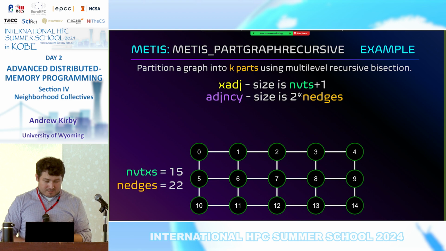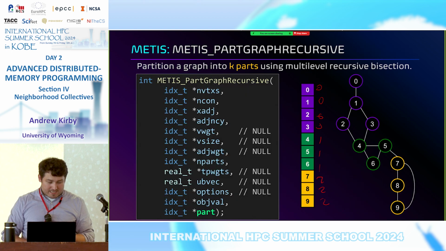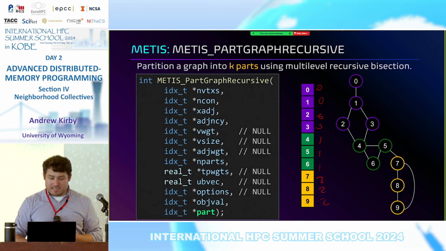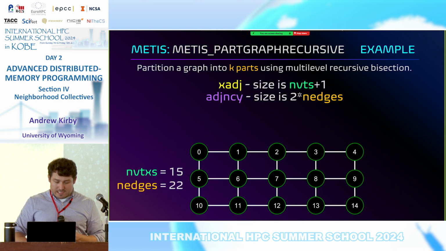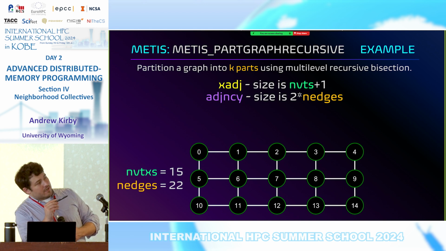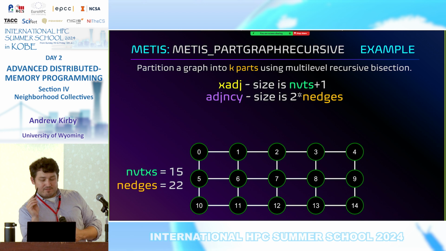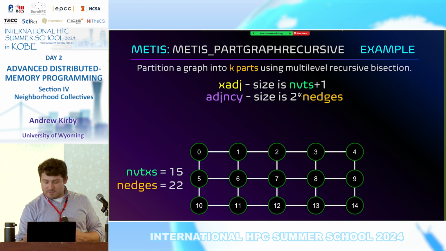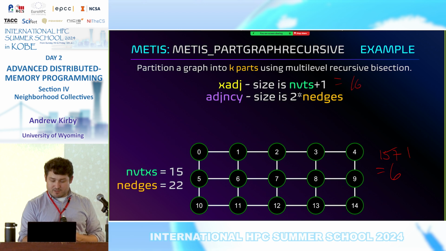Okay, so let's look at an example of that X adjacency, which is like an indexing thing, and then the actual adjacency thing. So X adj here in yellow is going to be the size of num vertices plus 1. So here we have 0 through 14. That means we have 15 plus 1, which is size 16. Right? So this size is 16. And then the adjacency matrix is going to be 2 times the number of edges.